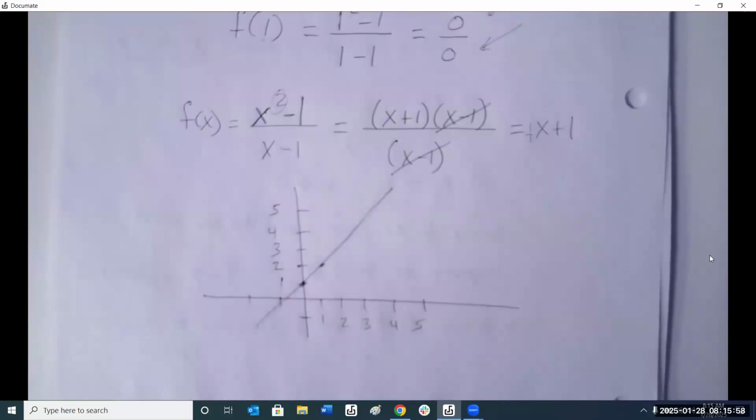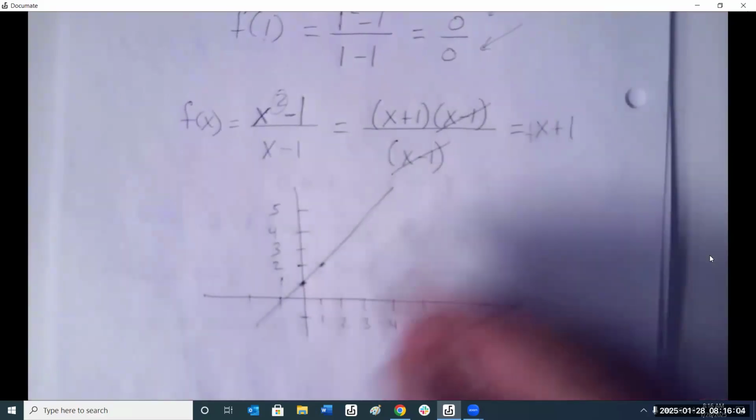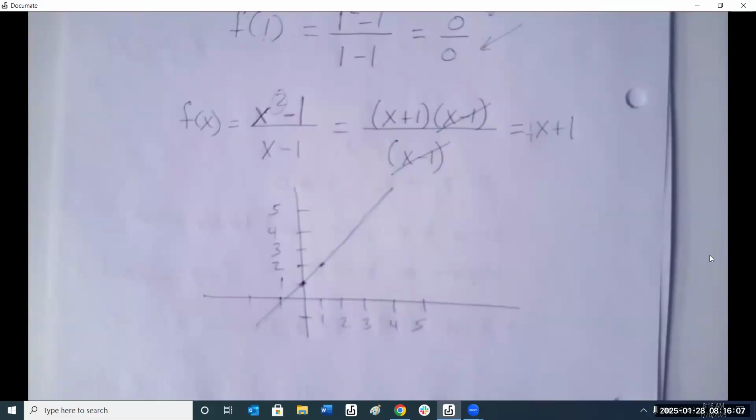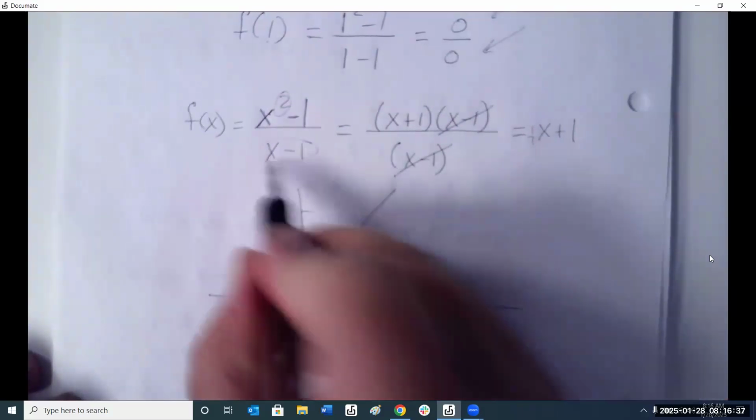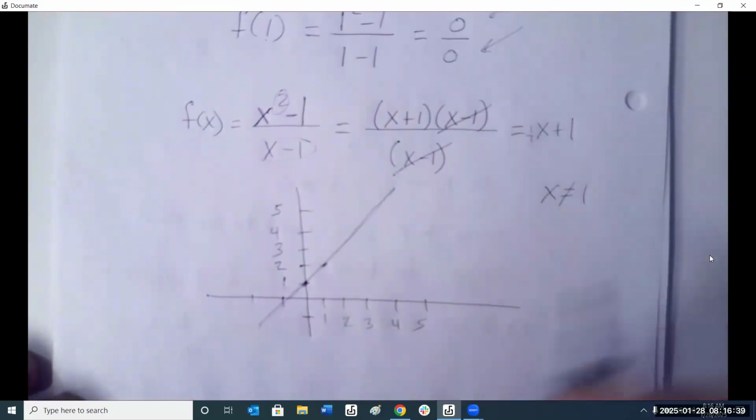Except that's just the line, but what do I have to do here? That's not the true graph of the function. I have to do something else. This goes back to algebra. What value can I not use in this function? What's the domain of my function? Not 1. So we know that x cannot equal 1.